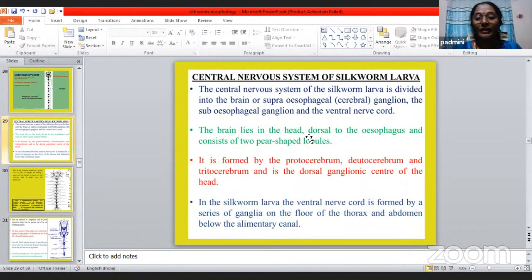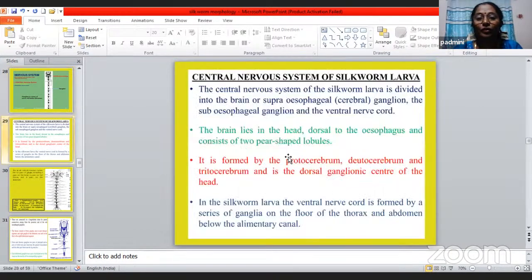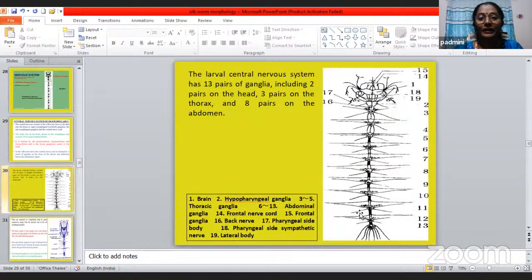The brain lies on the head, dorsal to the esophagus, and consists of 2 pear-shaped lobules. So here you can see the 2 pear-shaped lobules. It is formed by protocerebrum, deuterocerebrum, and tritocerebrum. So these are the 3 divisions that you find on the dorsal ganglion. In the silkworm larva, the ventral nerve cord is formed by a series of ganglia on the floor of the thorax and the abdomen, below the alimentary canal. So here you can see very clearly how they are differentiated.